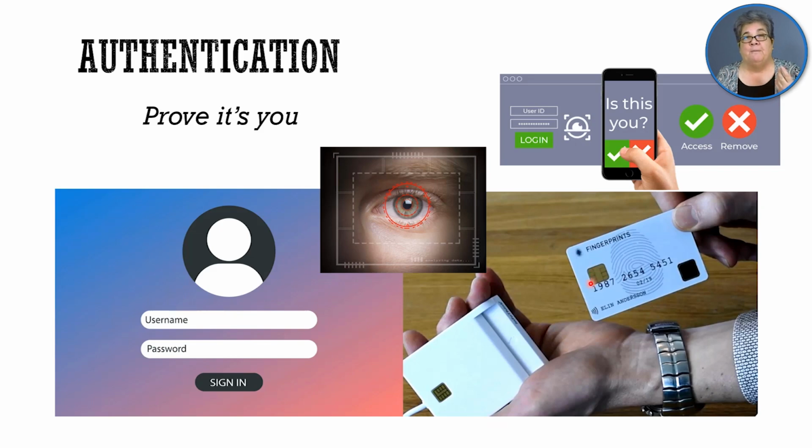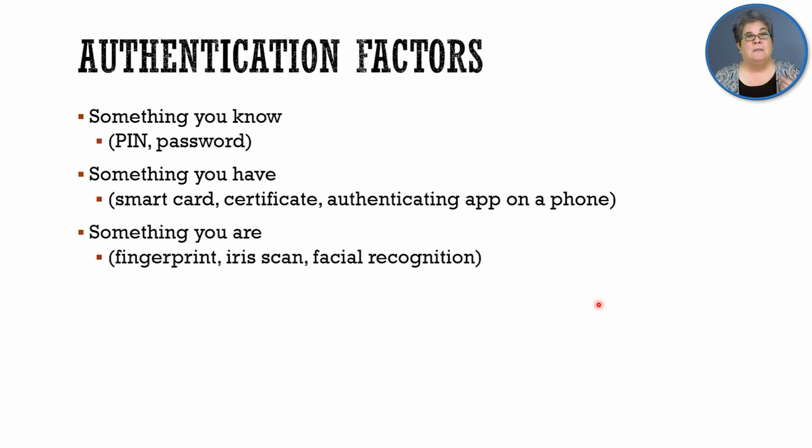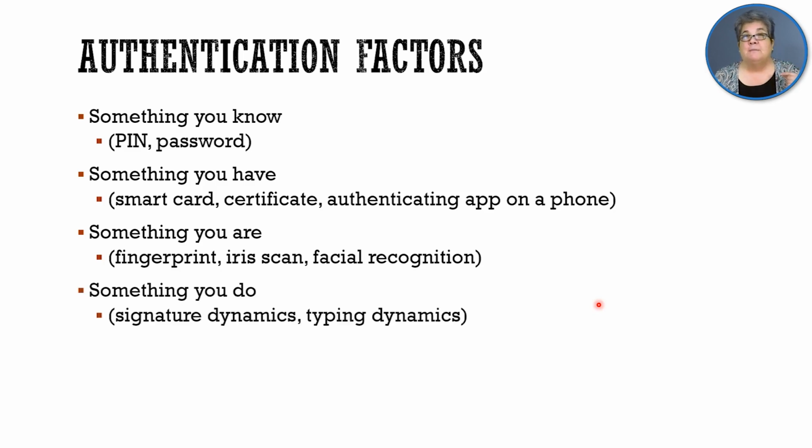have a picture. When you authenticate somebody, we have something called authentication factors. The easiest one is something you know, a PIN or a password. Something you have, a smart card or certificate, an authenticating app on your phone. Something you are, like your fingerprint, finger scan, iris scan, facial recognition. Something you do, like the way you walk, the way you sign something, the way you type. These are all authentication factors.